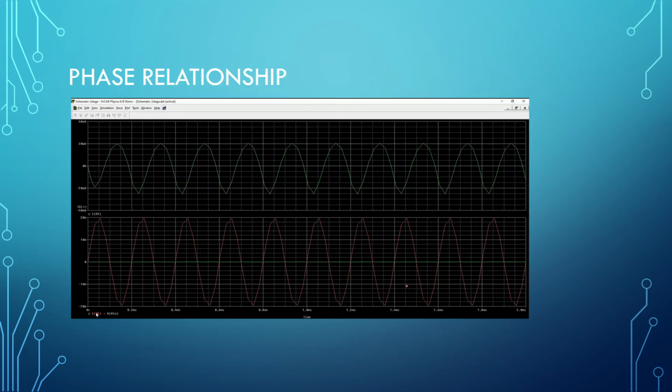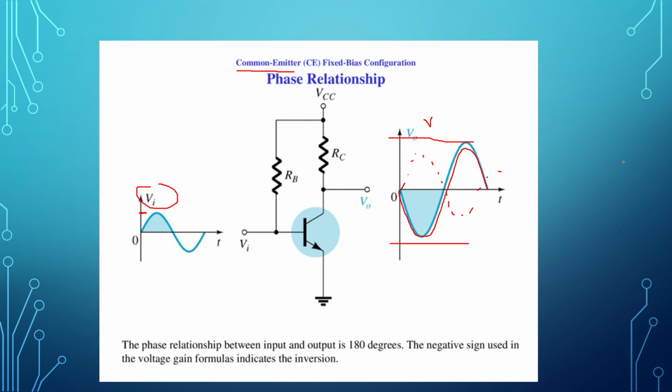So this is what you're going to get for the PSpice simulation. If the input is maximum, the output will be a different phase, of course, and it will have the most negative value, right? And so on and so forth. The rest is also the same. This is for the V in and V out phase relationship.